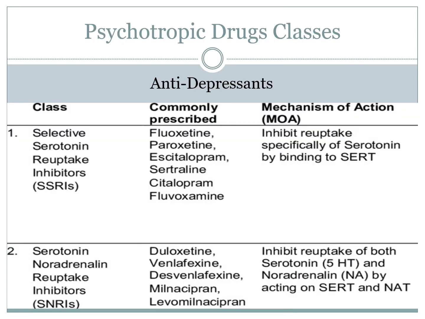So these are the classes. First one is antidepressants. Antidepressants have various classes like SSRI, SNRI. SSRI is selective serotonin reuptake inhibitor. Examples are fluoxetine, paroxetine, escitalopram, sertraline. SNRIs are duloxetine, venlafaxine, desvenlafaxine, milnacipran, levomilnacipran.